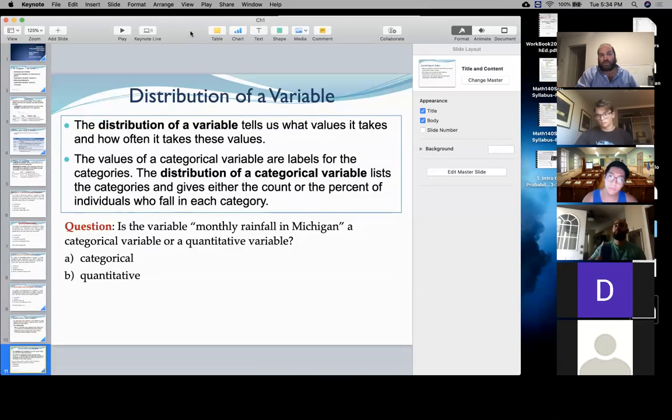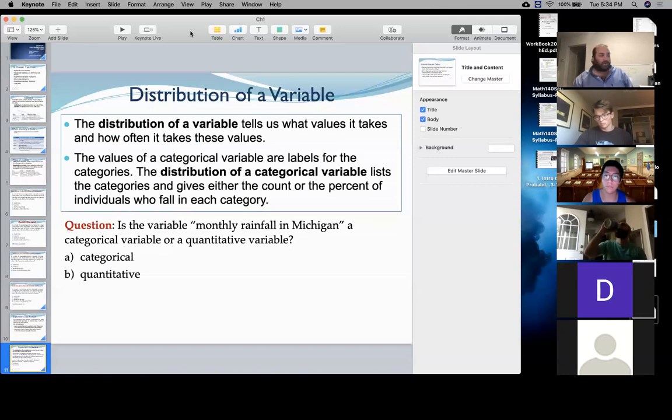So the next one is called the distribution of a variable. This is very important. In fact, I've even used that word distribution before when I was showing you that applet without really defining what a distribution is. So let's do that right now. The distribution of a variable tells us what value it takes and how often it takes these values.